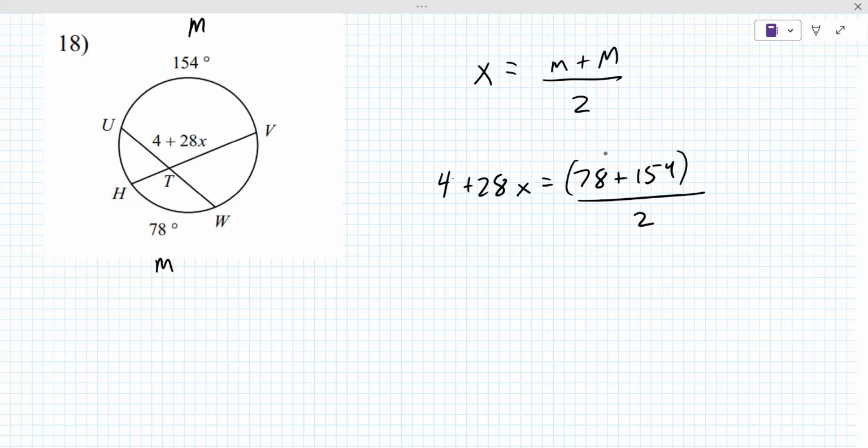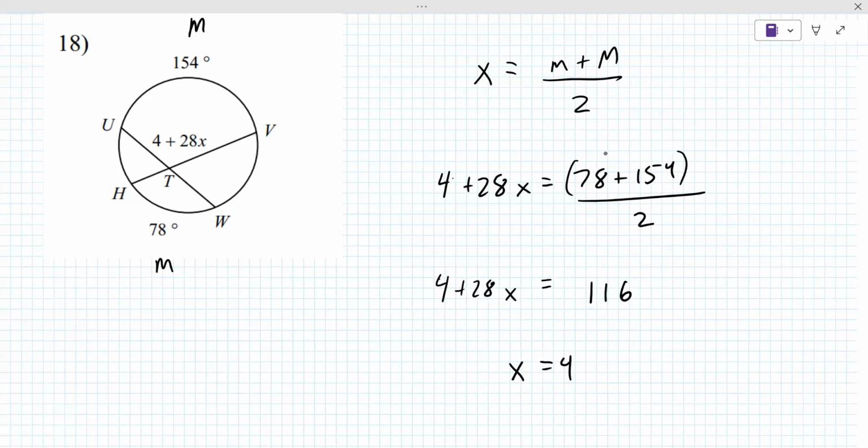Subtract. Can you add like terms when they're not on the same side or no? No, they have to be on the same side. So I would subtract 4 from both sides to bring me to 28x equals 112, and then I would divide that by 28. 112 divided by 28 gives me 4. Okay, so X equals 4.